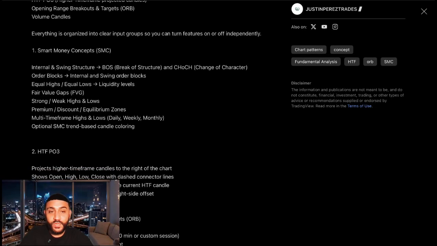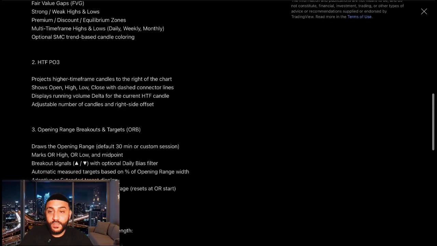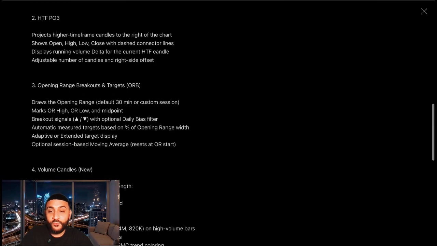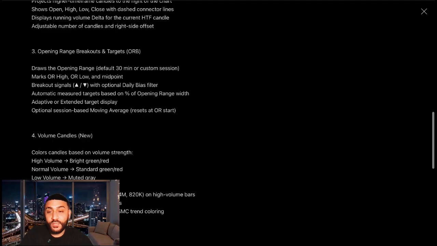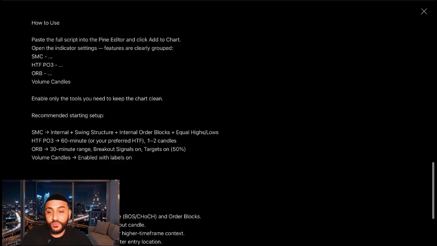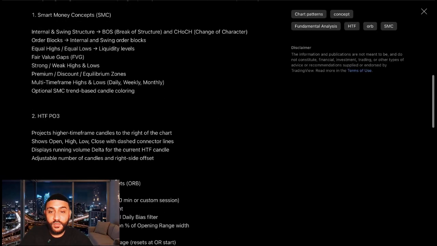Pretty much, what is it, right? It goes over smart money concepts. It has an HTF PO3 candle. It has opening range breakouts and targets. Then it also has volume candles built inside. And essentially, this here, I won't read through all of it, but you can go ahead and read through it. It explains a little bit more about it.